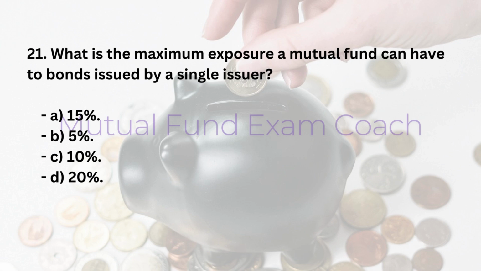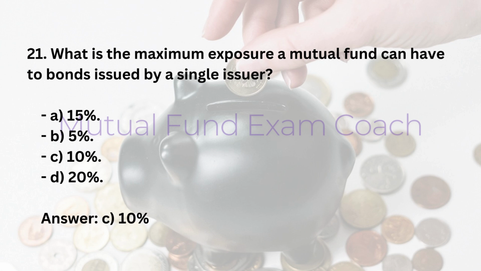21. What is the maximum exposure a mutual fund can have to bonds issued by a single issuer? A. 15%. B. 5%. C. 10%. D. 20%. Answer: C. 10%.